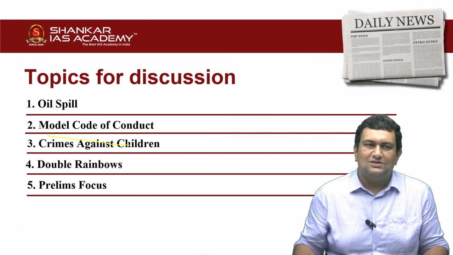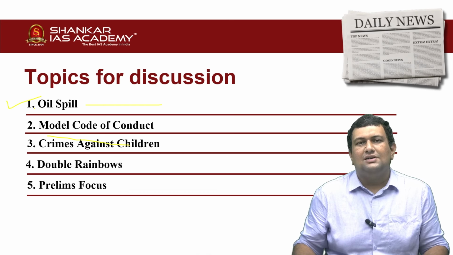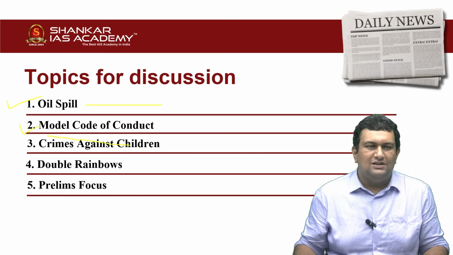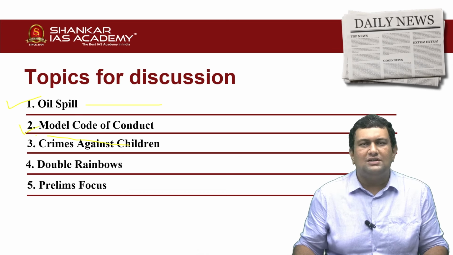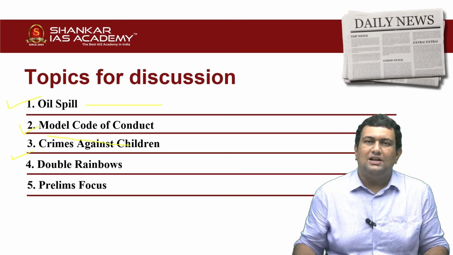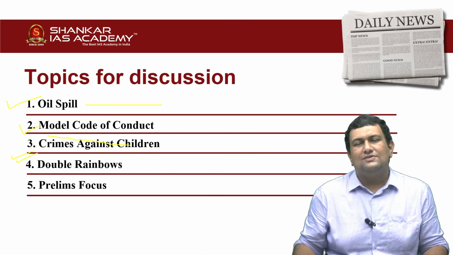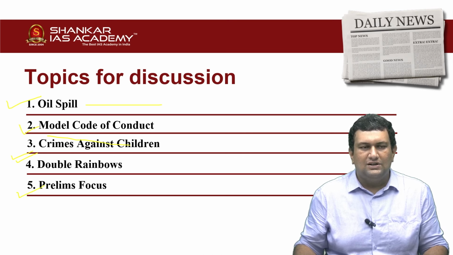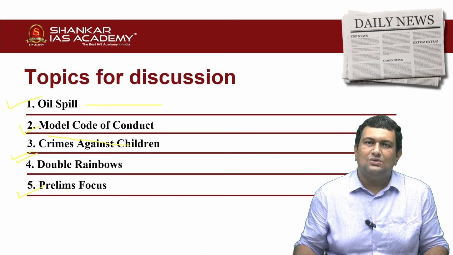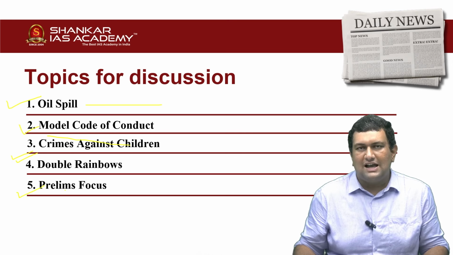So we'll see the topics for discussion. First one is the oil spill. We'll see the impacts of oil spill, the remediation methods and the role of the Indian Coast Guard. Second one is the model code of conduct. We will see who enforces it, the legal aspects and certain features about it. Third one is regarding crimes against children. We will see about the NCRB data. Fourth one is regarding double rainbows. We'll see how rainbows are formed and the features of double rainbows. And fifth one is the prelims focus. These are short notes topics which will be helpful for both prelims as well as mains.